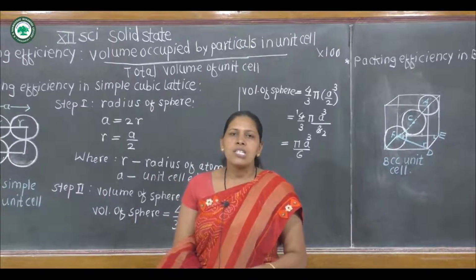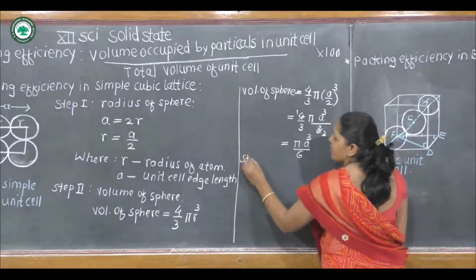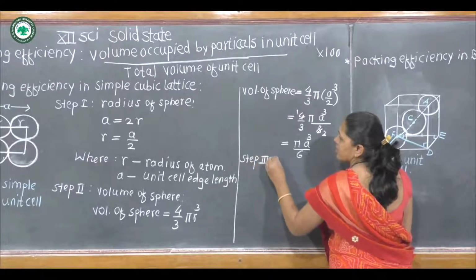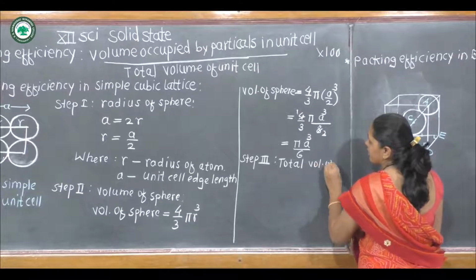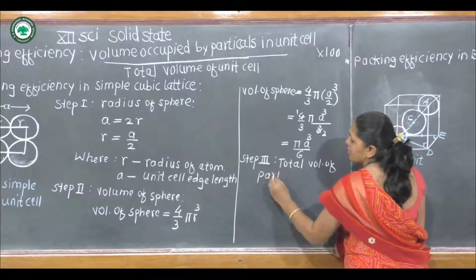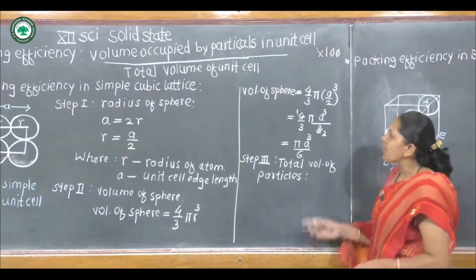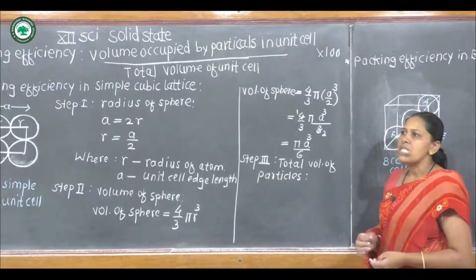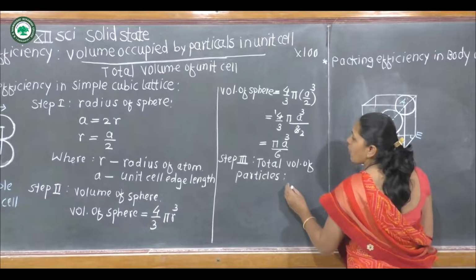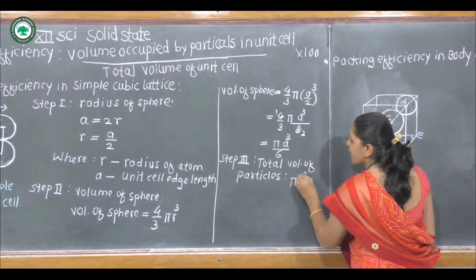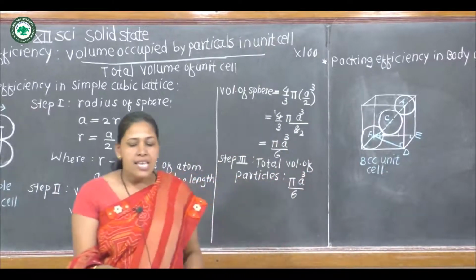We know that a simple cubic unit cell consists of only one particle. Therefore, step third is the total volume of particles. Total volume of particles is equal to the volume of the sphere, because in a simple cubic unit cell only one particle is present. Therefore, the total volume of particles is equal to pi a cube divided by 6.